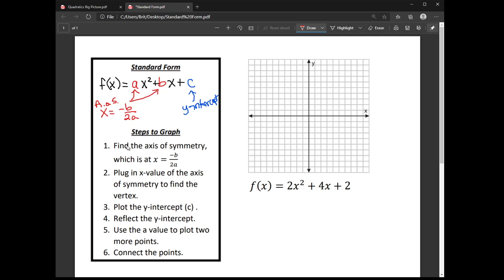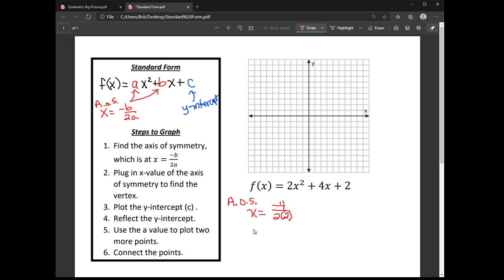So in order to graph a parabola, there's a certain level of steps that we can follow. All right? The first is that we need to find the axis of symmetry. So on this parabola that I'm given, I'm going to find the axis of symmetry, which is the vertical line where x equals negative b, so negative 4, over 2 times a. And in this case, our a value is 2.